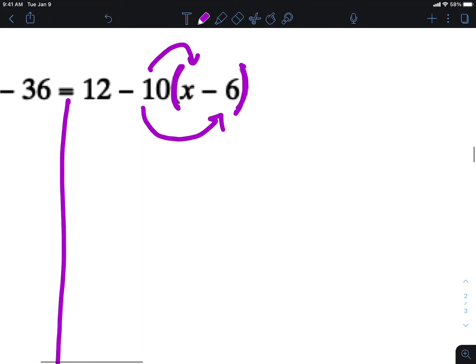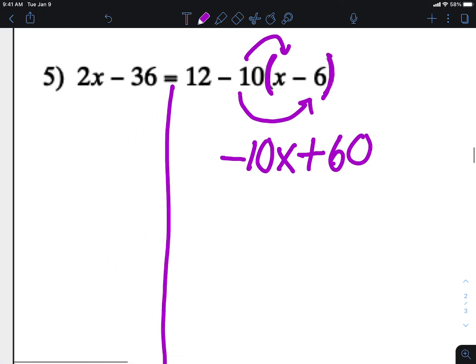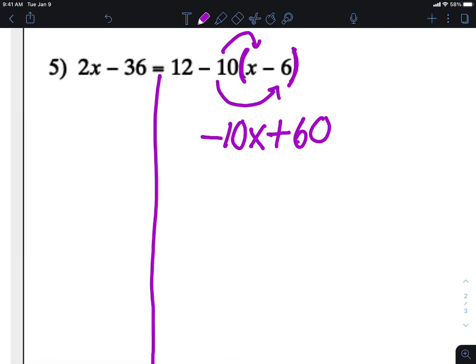Negative times positive is negative. 10 times x is 10x. Negative times negative is positive, so it's a plus. 10 times 6 is 60. So I have 60. Now, this 12 that's here, it just comes straight down. And I write 12 here.